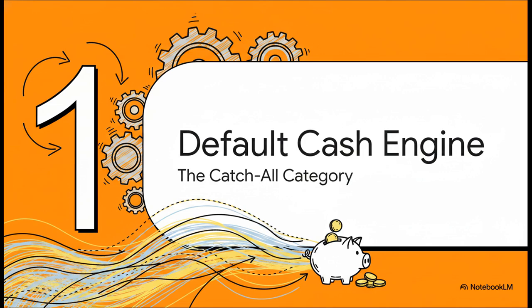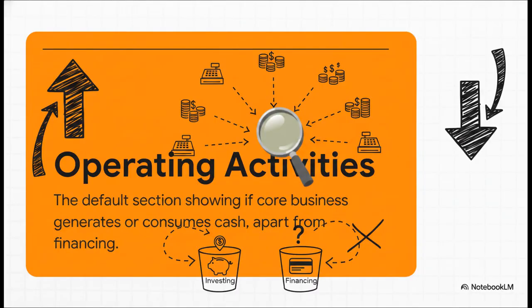All right, section 1, the default cash engine, and why operating activities literally catch everything else. Your operating section is, by definition, your default bucket. It tells us the most important story of all. Is the company's core day-to-day business actually generating or consuming cash? This is entirely independent of how the company is financed or how it's investing in future assets. It is the ultimate reality check for a business.